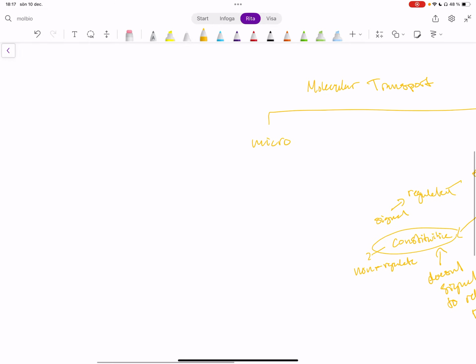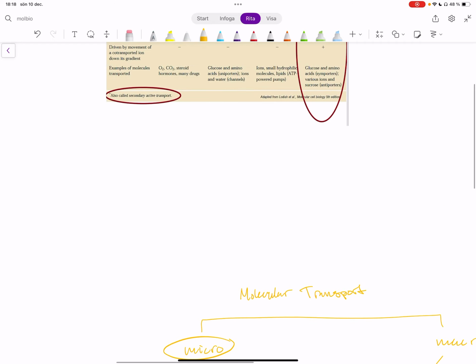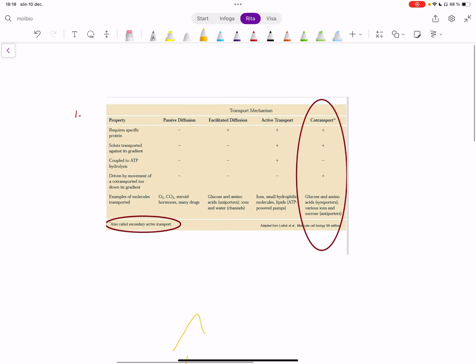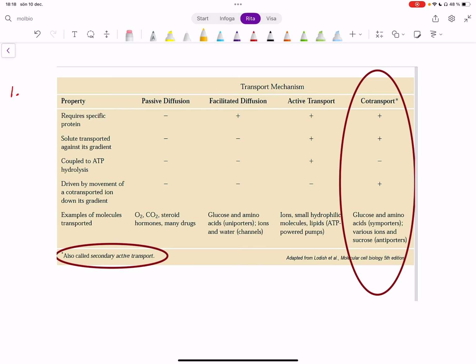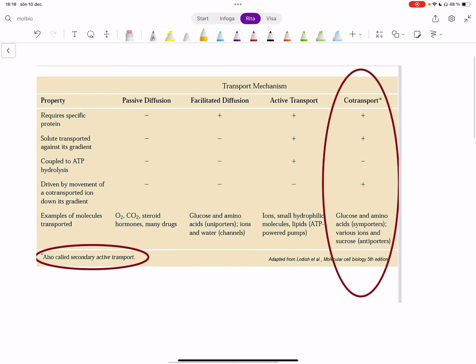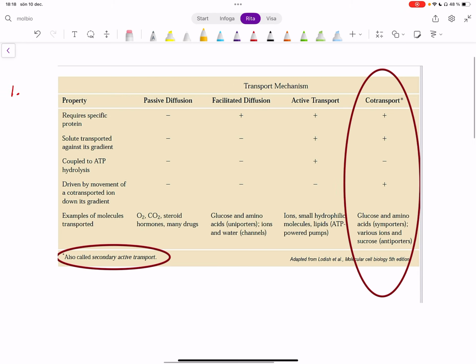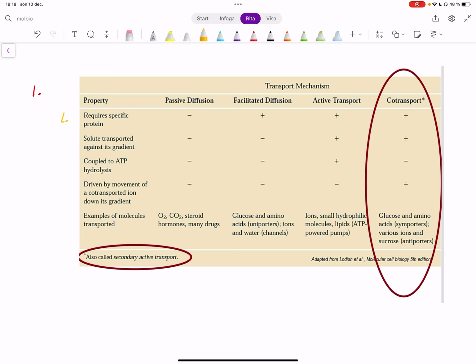Now, molecular transport of micromolecules is a little bit more complex, and that's why this picture is just really, really good. You just have to learn this picture and everything in it. So, when you need to break down micromolecule transport, you need to know first, does it require a protein for the molecule to be transported?